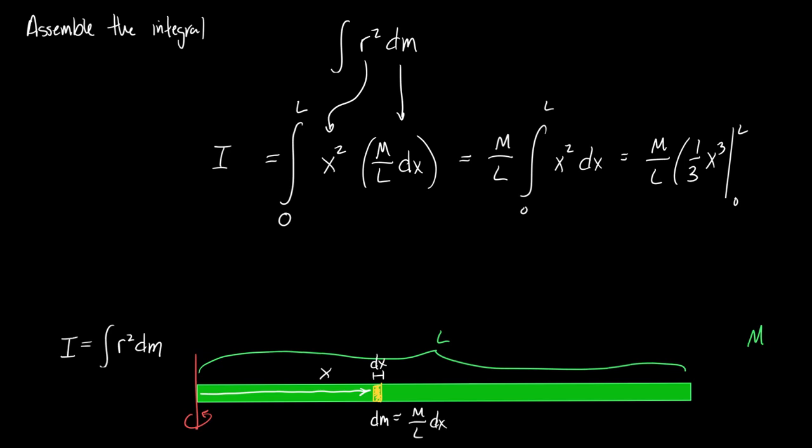Now we have to substitute in our limits. And now simplify. I've got an L cubed divided by L is L squared. You guys see it? So, bless you, 1/3 ML squared. All right, well.